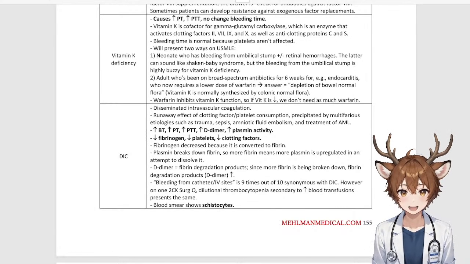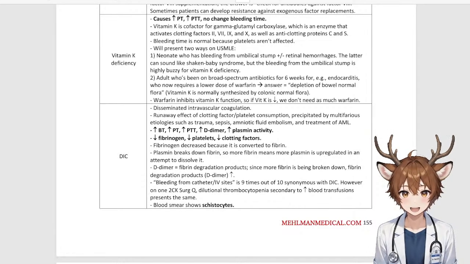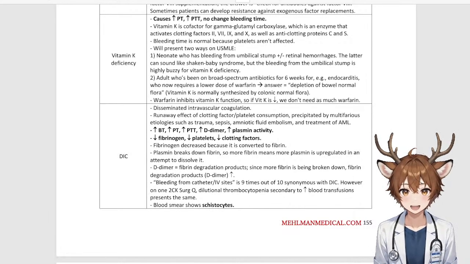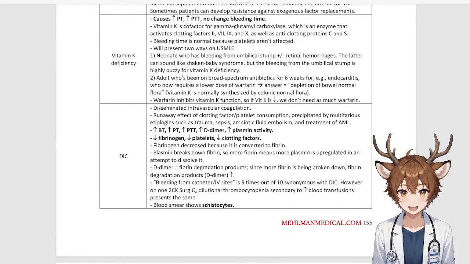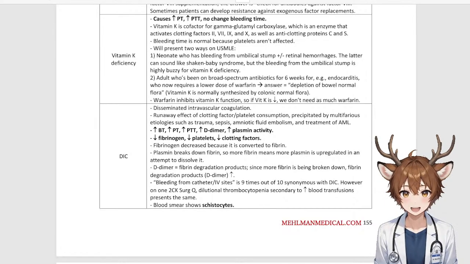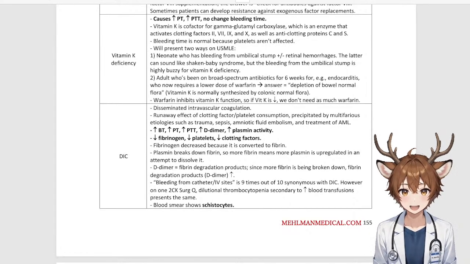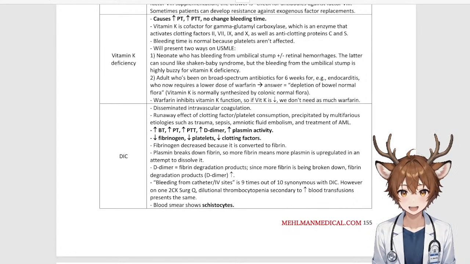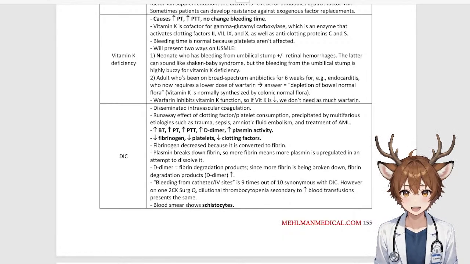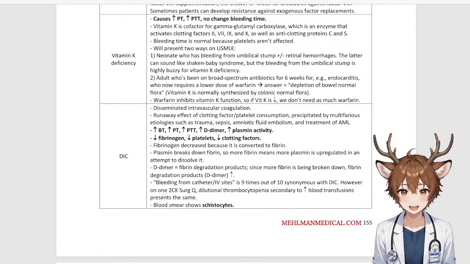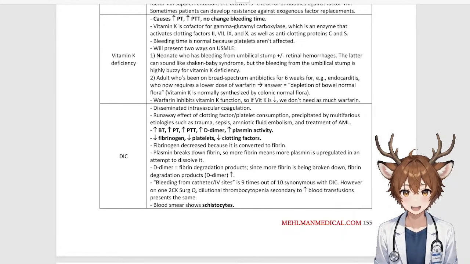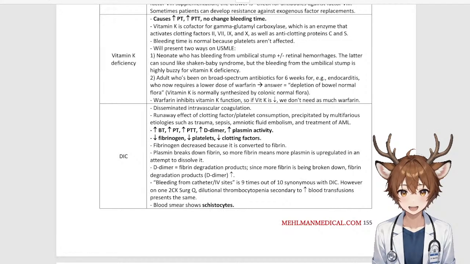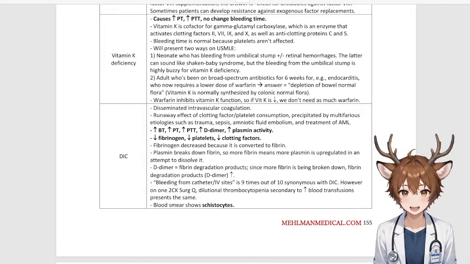Two, adult who has been on broad-spectrum antibiotics for 6 weeks, that is to say for endocarditis, who now requires a lower dose of warfarin. The answer should be depletion of bowel normal flora. Vitamin K is normally synthesized by colonic normal flora. Warfarin inhibits vitamin K function, so if vitamin K is decreased, we don't need as much warfarin.